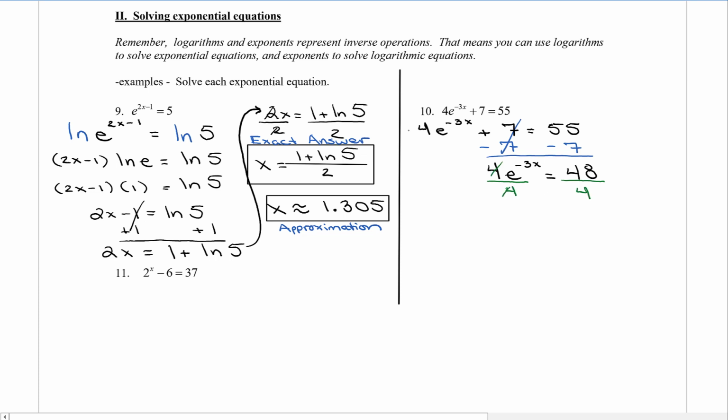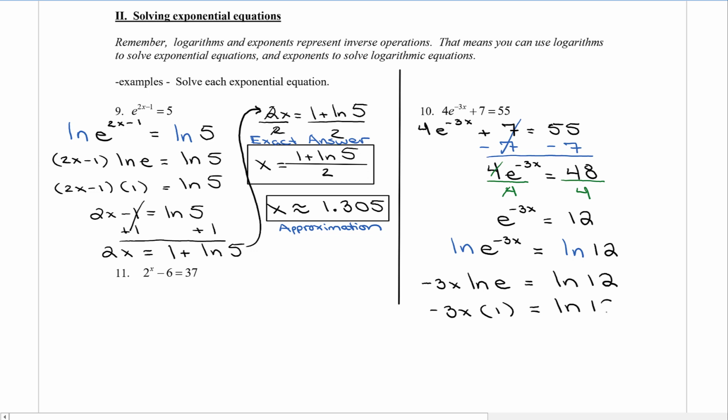I'm going to divide both sides by 4. The 4's will divide out on the left-hand side, and we will be left with e raised to the negative 3x power equals 12. Then I'm going to take the natural log of both sides. So the natural log of e raised to the negative 3x power equals the natural log of 12. Using the power rule, I can bring the negative 3x out in front of the log and multiply it. So I'm going to write negative 3x times the natural log of e equals the natural log of 12. This will give me negative 3x times 1 equals the natural log of 12. Negative 3x equals the natural log of 12.